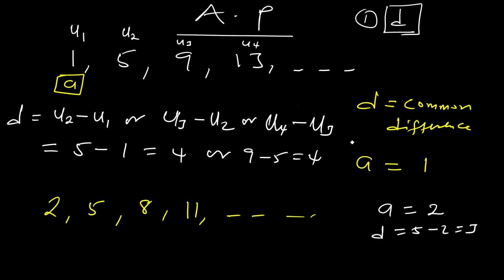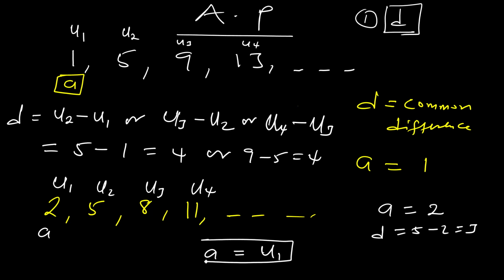Now, we said this one is the same as the first term, and we use U1 for it. So this one is A. This one is U2, the second term, U3 the third term, U4 the fourth term. So if I write, A is the same as U1. Don't forget this. It's very important.